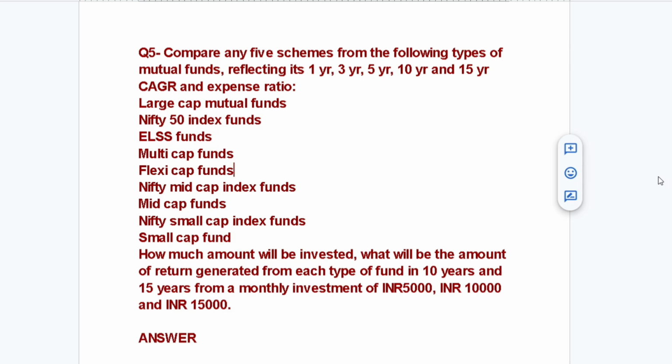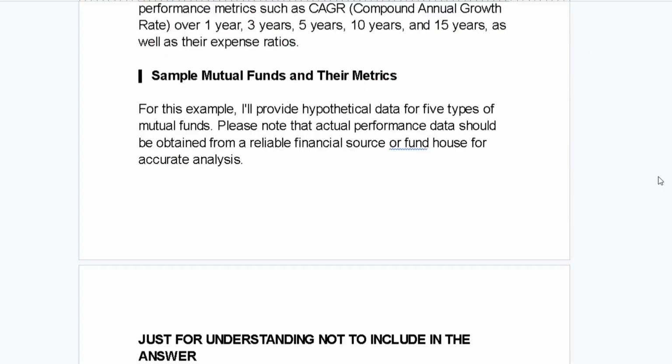Everyone, so let's look at another question of financial planning. Here in this question, we have to compare five schemes from the following types of mutual funds, reflecting their 1 year, 3 year, 5 year, 10 year, and 15 year CAGR and expense ratio. And then we also have to calculate how much amount will be invested, and what will be the amount of return generated from each type of fund in 10 years and 15 years from a monthly investment of 5,000, 10,000, and 15,000 INR. So now let's get familiar with the terms CAGR and expense ratio first.